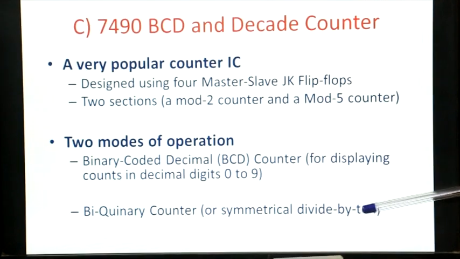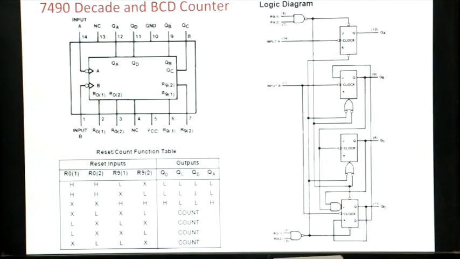Whereas if you use this Bi-Quinary counter, what would happen is it's done in such a way that you would cascade the 2 and the 5, which we would show you how it is done.